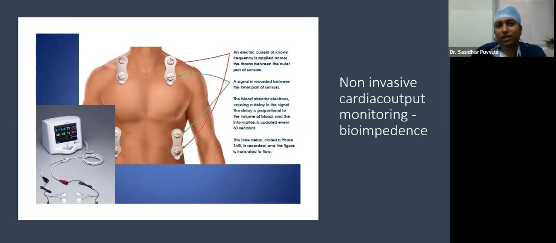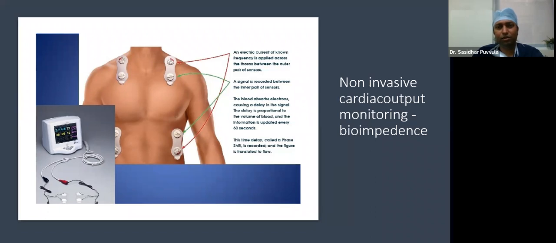So based on the change in that electrical impulse, or bioimpedance, the monitor can tell you how much blood is flowing through your thorax and how much blood is flowing through your heart, and it can give you the approximate values of stroke volume, cardiac output, and other hemodynamic parameters. So this is briefly about cardiac output monitoring.